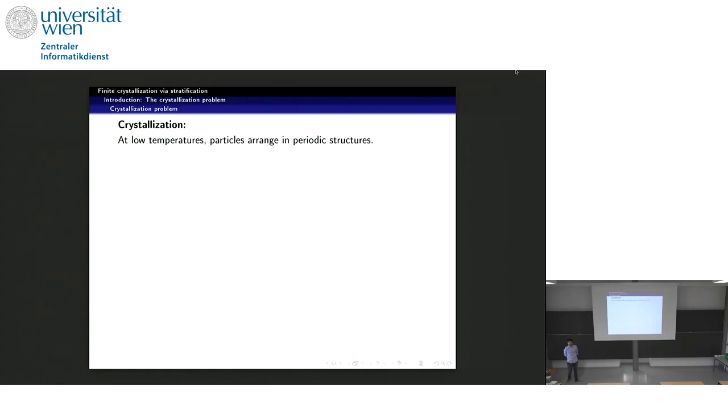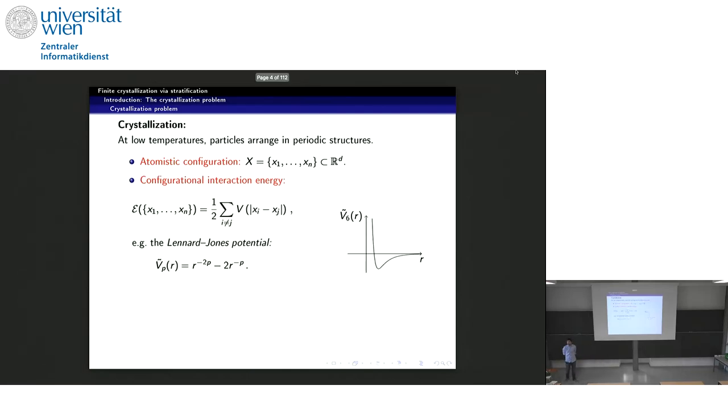So that's the observation that at low temperatures, particle systems tend to arrange in periodic structures. And mathematically, you can attack that by means of molecular mechanics. So you consider your particle system as an atomistic configuration, so points in space, which interact with each other with interaction potentials. And the simple choice could be as on my slide. So you have pair interactions between two points governed here by Lennard-Jones interactions.